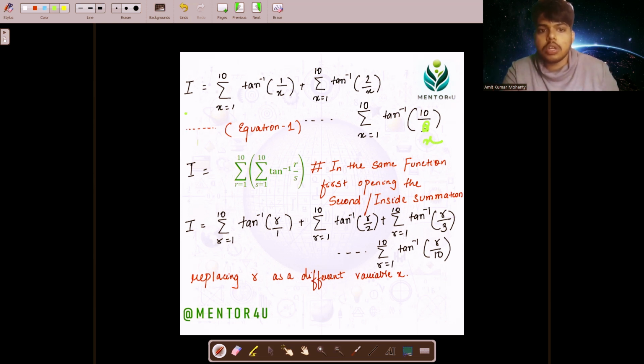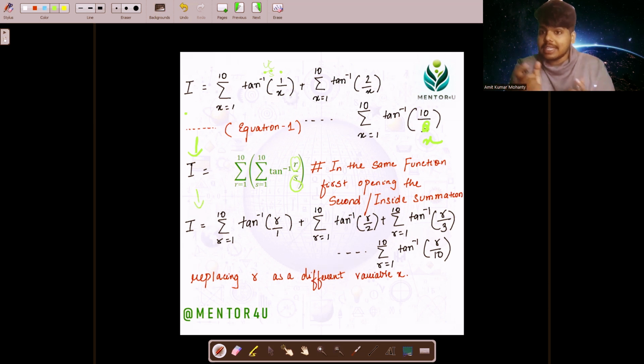Now let's go to the original question and try to find the second equation. I equals, this is the original question. In the same function, what did we do? We kept s as the variable in the previous term. Tan inverse r upon s was the particular term, where s remains constant and r is variable. Now, in the next term, I will keep r as constant and s as variable. So how will the new summation look? I equals summation of r equals 1 to 10 tan inverse r by 1 plus summation of r equals 1 to 10 tan inverse r upon 2.